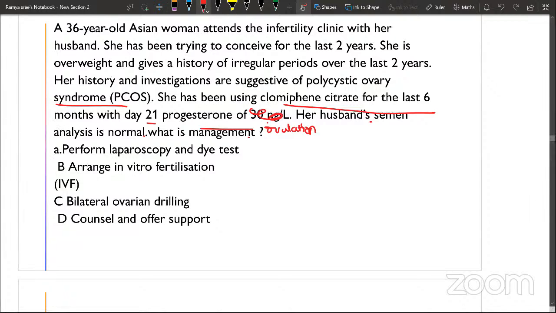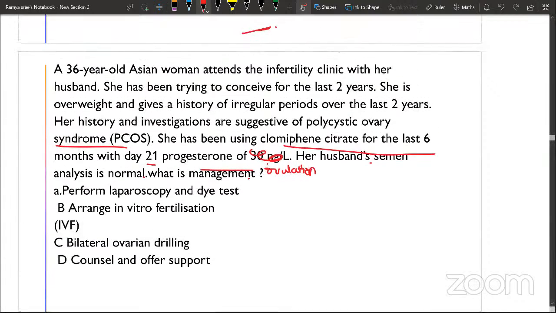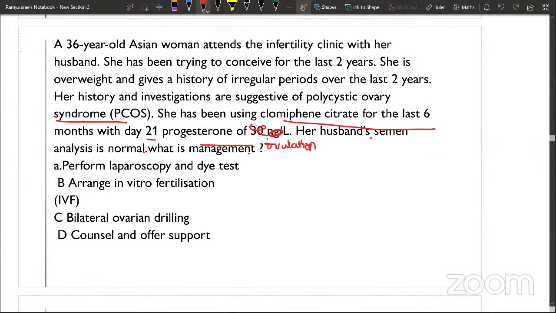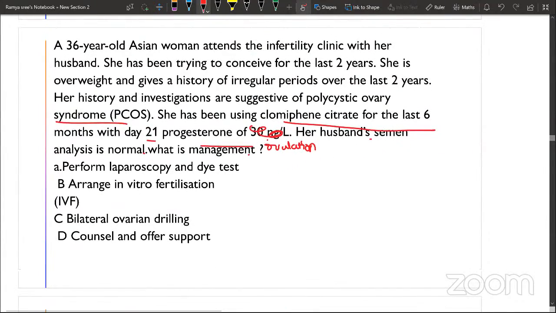You want the PDF of the questions? If you want, I'll send it. Definitely the purpose of this is to help you all so that you will get 200 to 250. So whatever possible help I can do, I always do that. So if you want the PDF, I'll definitely send it.